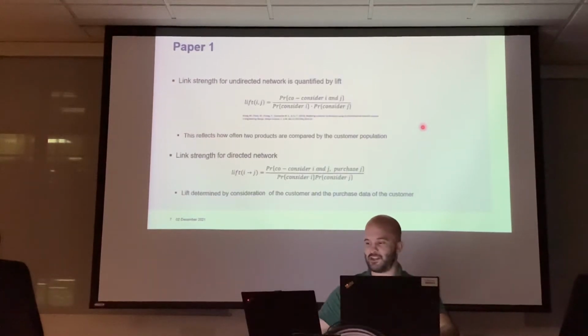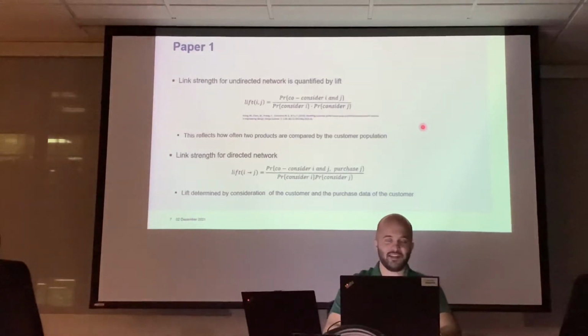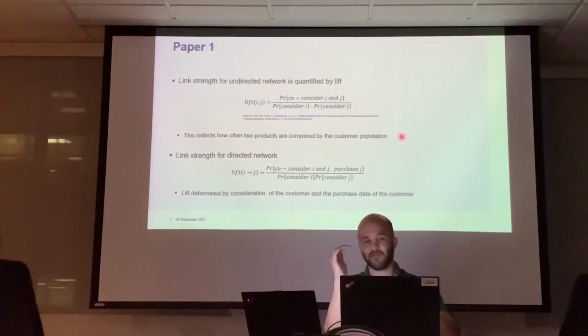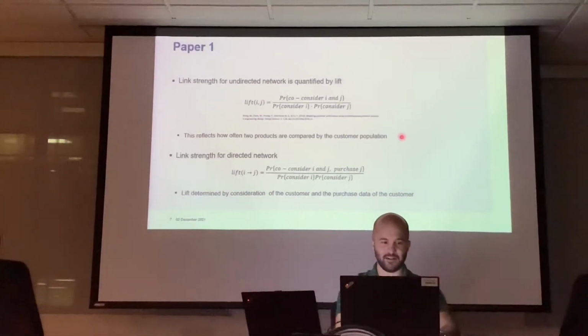Now, how do they show the links between these? They calculate the lift. The lift is the strength of the interaction between two nodes. In this case, it reflects how often two products are compared by the customer population. So if a product is compared more often than another, that lift is going to be higher for the one product compared to the other. They give a lift for an undirected network and a directed network.